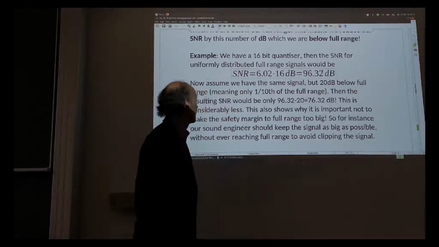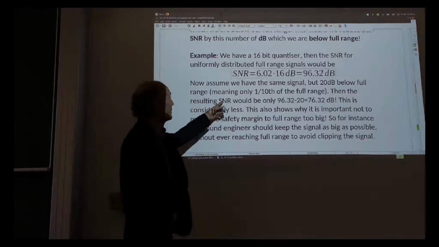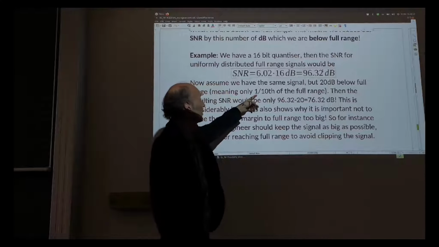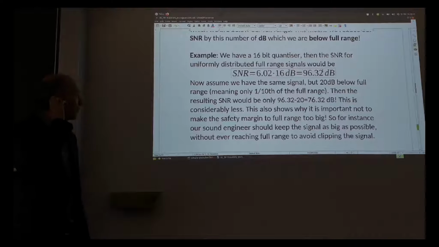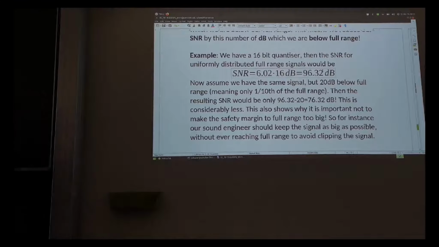So for instance, if you stay 20 dB below full range, which means we have only 1/10 of the full range, then this goes down to 76 dB. Yeah, and this also shows why it's important not to make the safety margin to full range too big.